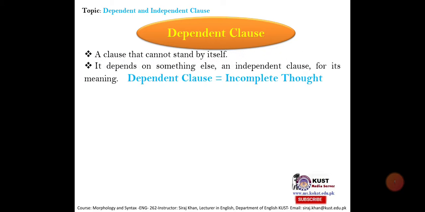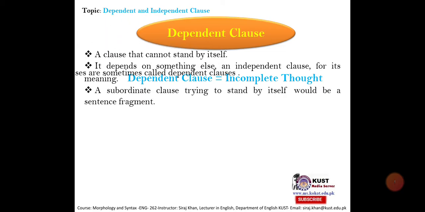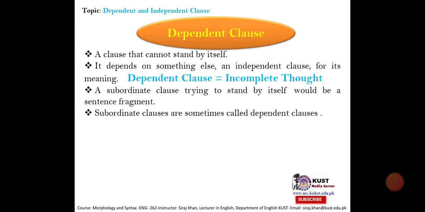A dependent clause cannot stand by itself. It is a group of words that contains a subject and verb but does not express a complete thought. A dependent clause cannot be a sentence. Often, a dependent clause is marked by a dependent marker, as I said earlier. So, a dependent clause is an incomplete thought. A subordinate clause trying to stand by itself would be a sentence fragment. Subordinate clauses are sometimes called dependent clauses.